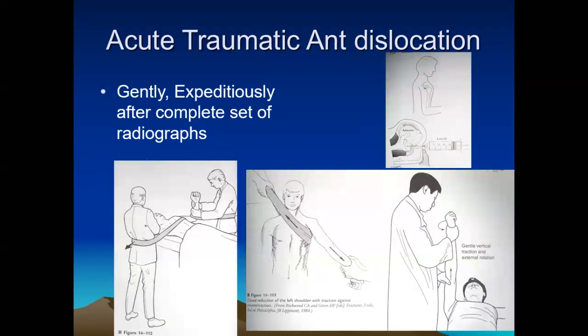So generally, if you get any dislocation, expeditiously a complete set of radiographs has to be taken. If you don't have immediate access to radiographs, don't wait for the radiograph. Try to reduce the dislocation on the basis of clinical grounds.